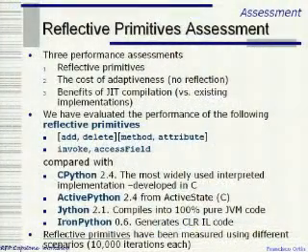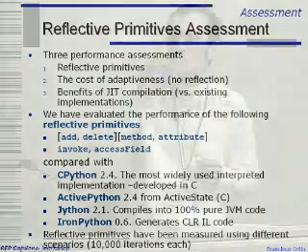So, regarding the performance assessment, we have divided our tests into three parts. First, we have measured reflective primitives. Second, the cost of adaptiveness, trying to measure programs that do not use reflection at all. And finally, the benefits of using just-in-time compilation compared with interpreter-based implementations.